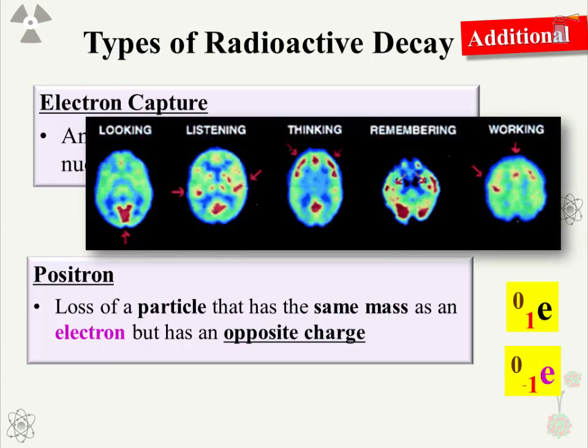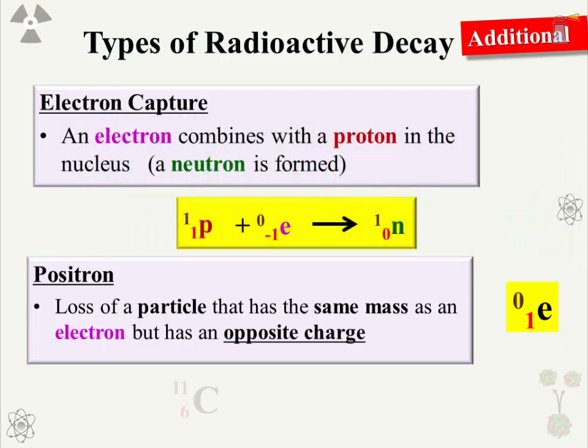A PET scan, or positron emission tomography, is an imaging technique that is used to observe metabolic processes in the body. An example of positron emission has carbon-11 producing boron-11 by kicking out a positron particle. There are more particles in nuclear chemistry, but this is a good list.